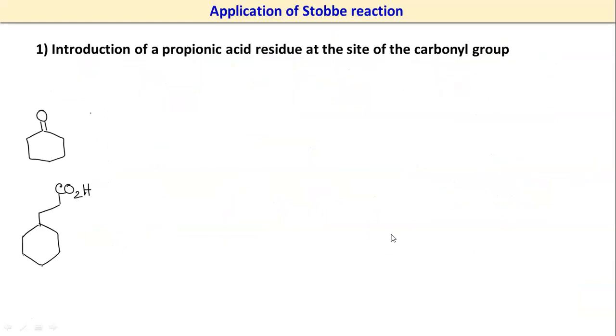Now some applications of this reaction. As I have said, we can generate beta gamma unsaturated acid, and also if we saturate this CC double bond, it will be converted to CH2CH2CO2H, that is propionic acid residue. Propionic means 3 carbon acid. So at the site of this carbonyl, now we are getting CH2CH2COOH. So starting from cyclohexanone, we can introduce this propionic acid residue by the application of the Stobbe reaction. Though some other reagents also we have to use, the first step will be the Stobbe reaction.